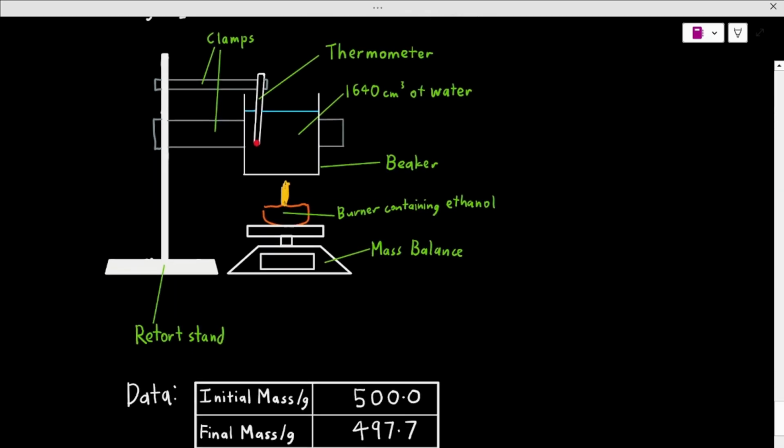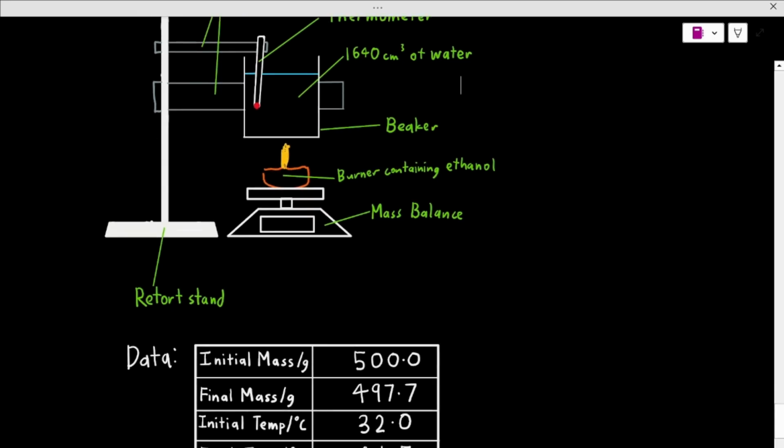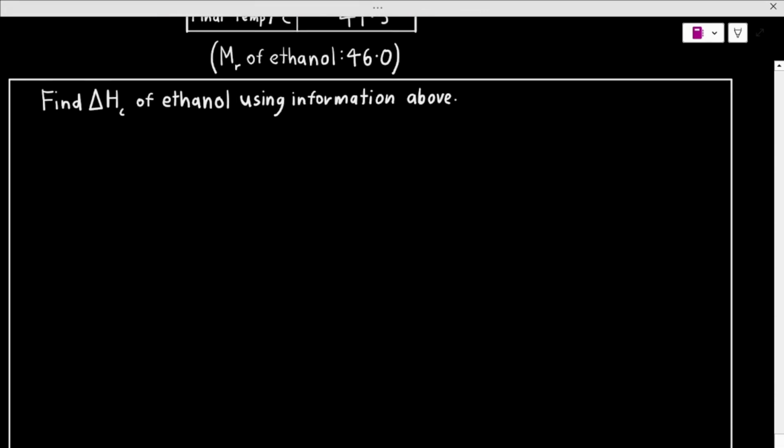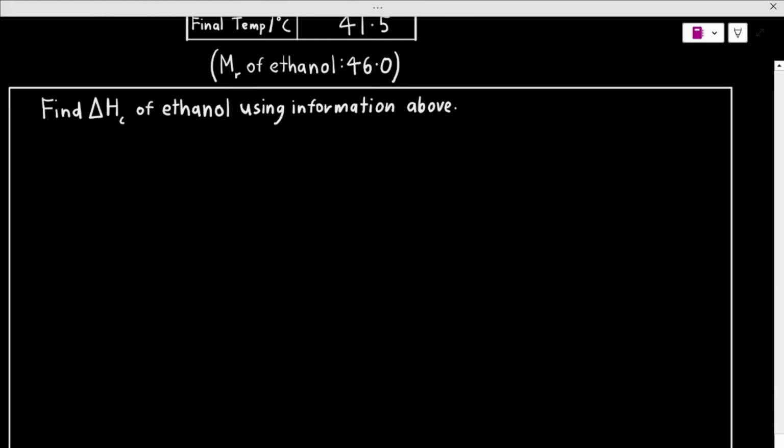After going through your experiments, you have determined that initially the burner containing ethanol was 500.0 grams. The final mass of it was 497.7 grams. Initially, the temperature of the water was 32.0 degrees Celsius, and then afterwards, the final temperature was 41.5 degrees Celsius. You also determined that the Mr of ethanol, using the periodic table, you can determine it to be 46.0. So the question is, what's the enthalpy change of combustion of ethanol using all of this information? What can we do?